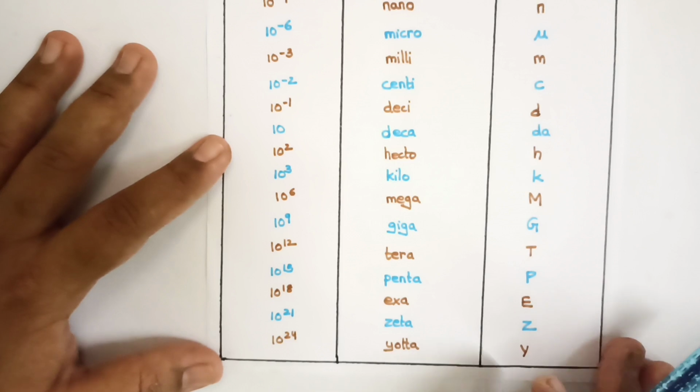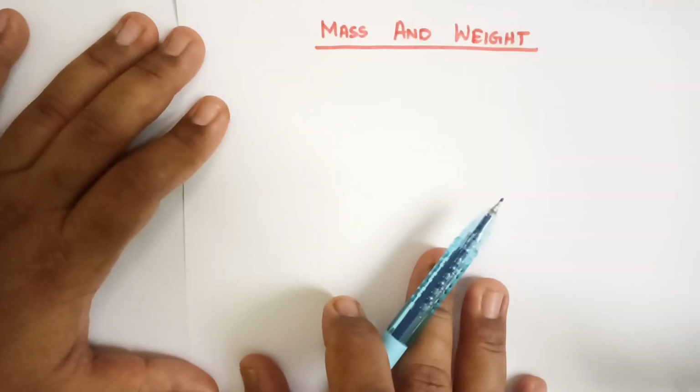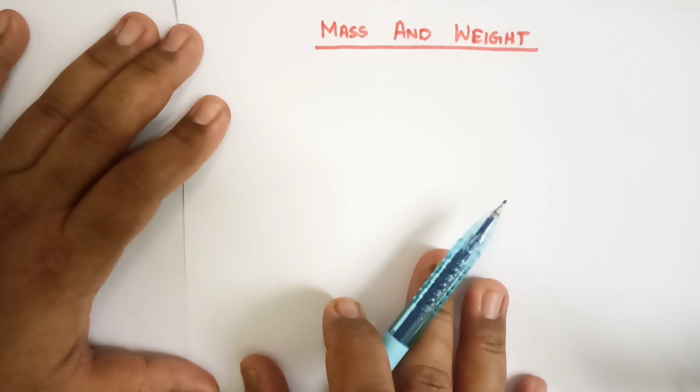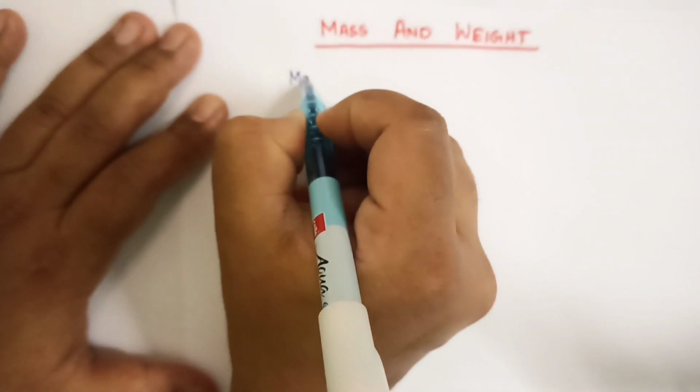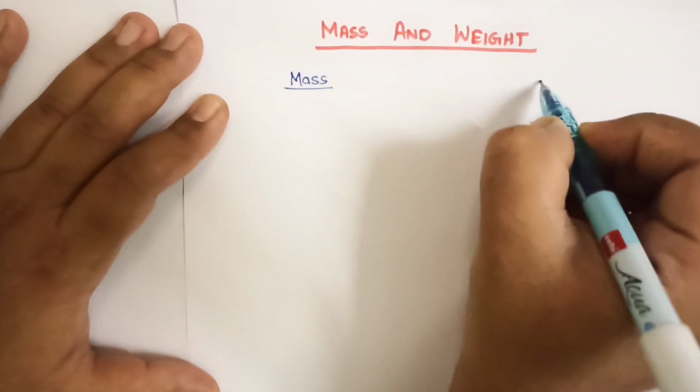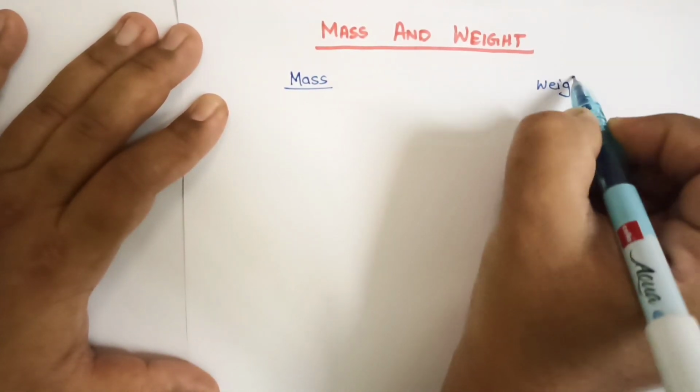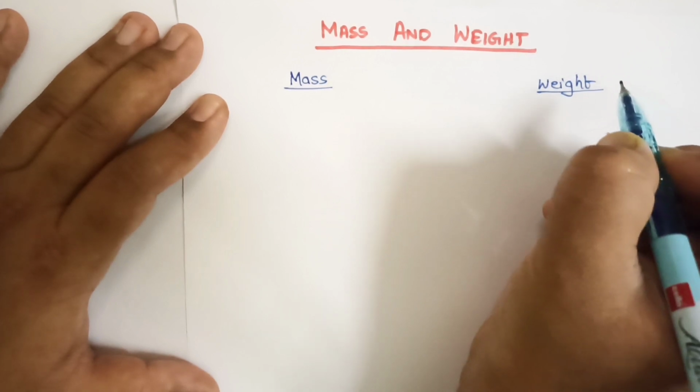Okay. Into the next topic, that is mass and weight. Remember students, mass and weight are very similar terms. You have to be very careful while using these terms. So for an easier understanding, let us study about mass and weight in the form of a table. If you know the difference, then you will be able to remember it easily.